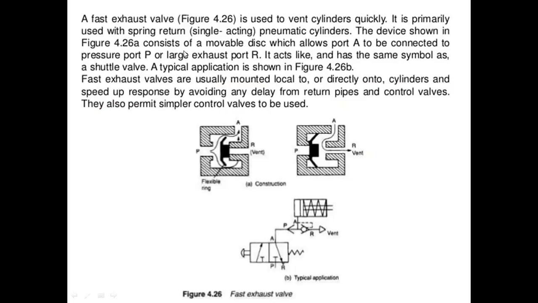The device shown in the figure consists of a movable disc which allows port A to be connected to pressure port P or to the large exhaust port R. It acts like a shuttle valve. The typical application is shown in the figure. Fast exhaust valves are usually mounted directly on the cylinder, improving speed of response by avoiding any delay from return pipes and control valve. They also permit a simpler control valve to be used.